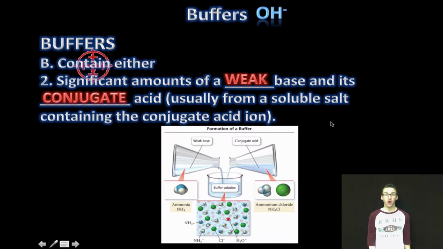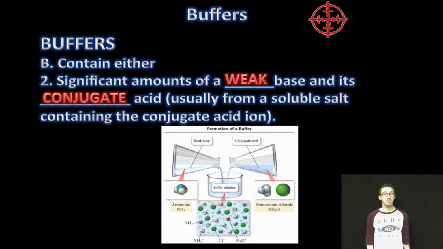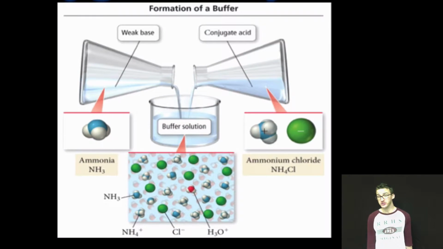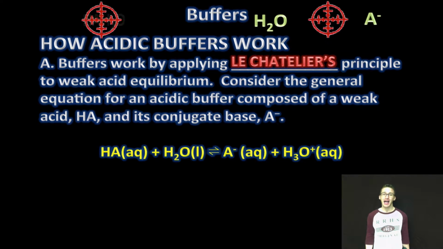Keep in mind, you can also construct a buffer from a weak base and its conjugate acid. But again, that conjugate is going to come from some soluble salt that contains the ion. Example on your screen and in your notes, we've got ammonia, a weak base, and its conjugate acid, ammonium, coming from the salt ammonium chloride. Again, the chloride would just be a spectator. Okay, buffer defined. Now let's talk about how buffers work.